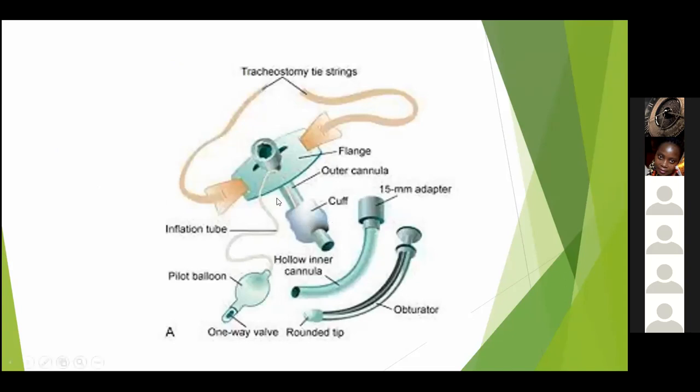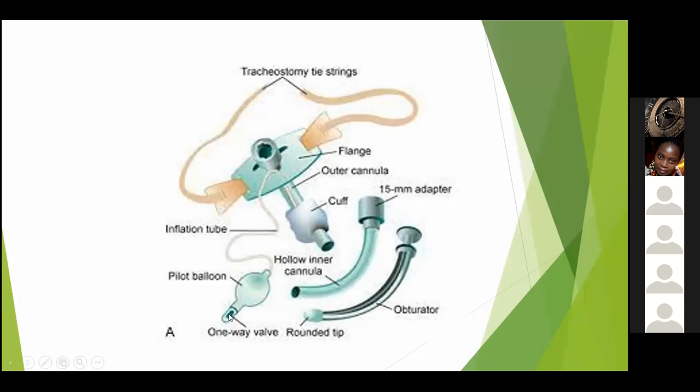So you find that the tracheostomy tube can be cuffed. When you say cuffed, it has a cuff, or uncuffed, depending on the indication, why the person has the tracheostomy tube in or how long they've had it in. So it could have a cuff or it could be uncuffed, and the one that we have in the image here is cuffed. So it has a cuff or a balloon.